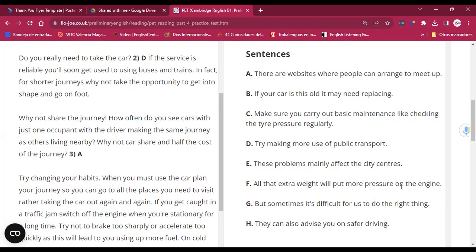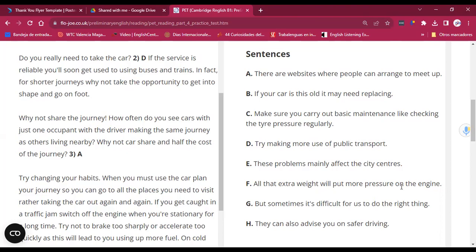There are websites where people can arrange to meet up. If your car is this old, it may need replacing. Make sure you carry out basic maintenance, like checking the tire pressure regularly. Try making more use of public transport. These problems mainly affect the city centers. All that extra weight will put more pressure on the engine. Sometimes it's difficult for us to do the right thing, and they can also advise you on safer driving.